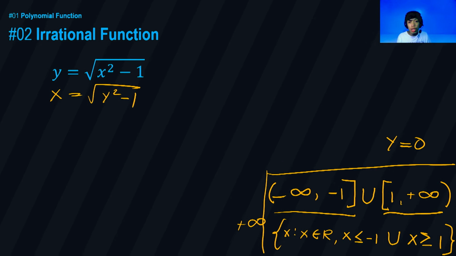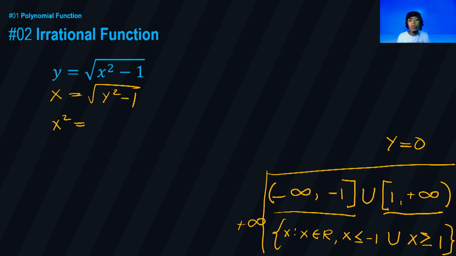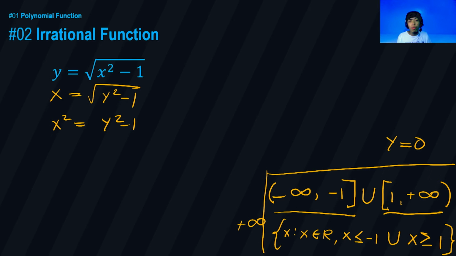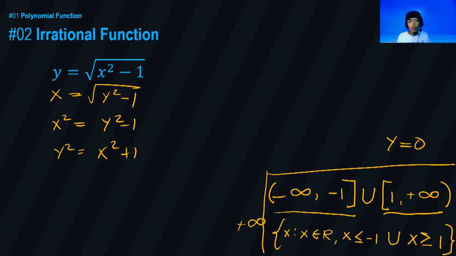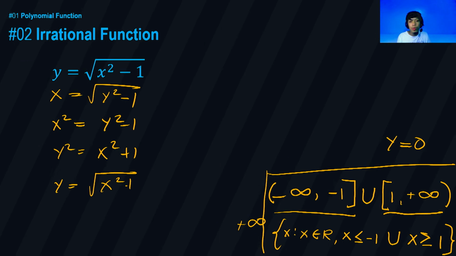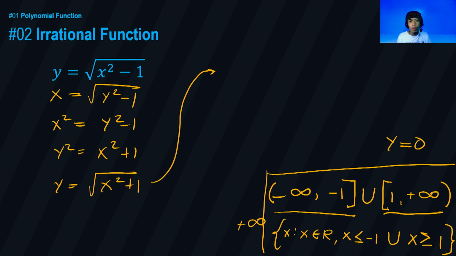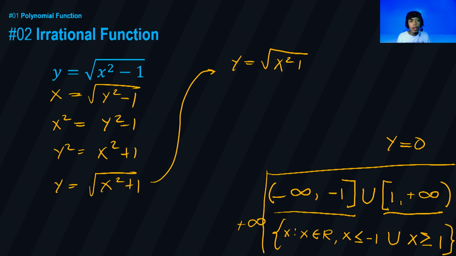So this will be square both sides of the equation. So this will be x squared equal to y squared minus 1. And solving for the value of y, we have y squared equal to x squared plus 1. So your y is equal to the square root of x squared plus 1. Let me put it here. So you have here y equal to the square root of x squared plus 1.